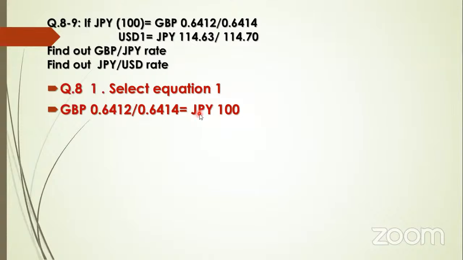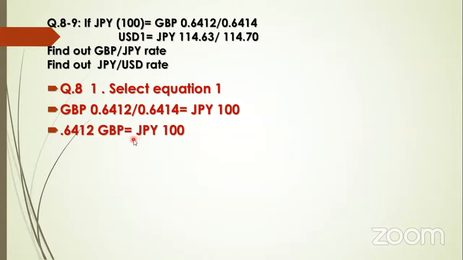Simple logic. 100 Japanese yen is equal to 0.6412 pound. 100 Japanese yen, again, the selling side. Japanese yen 100 can be purchased using 0.6414. Sold. Japanese yen is sold versus this, and Japanese yen is purchased like this. So now you have to convert the equation: 0.6412 pound is equal to Japanese yen 100.